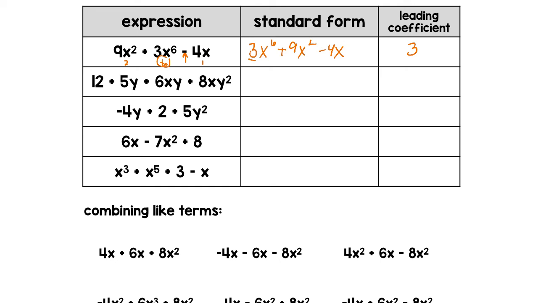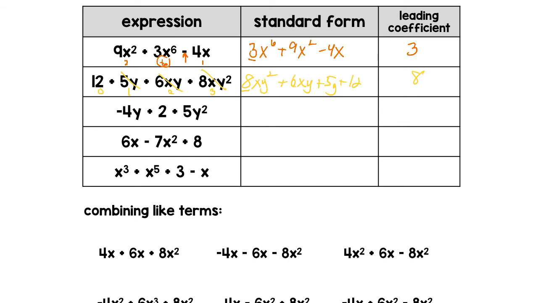All right, let's get our degrees. Got degree 0, 1, 2, 3. So we're just going to flip this one around. 8xy squared, done, plus 6xy, plus 5y, plus 12. That's the standard form. Leading coefficient is the first number in front. That's 8. Try the next one.